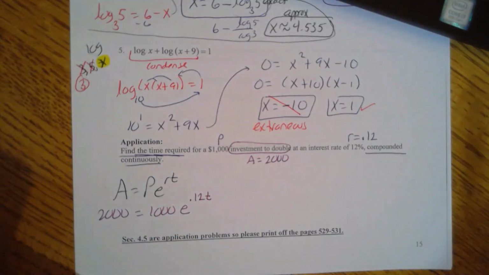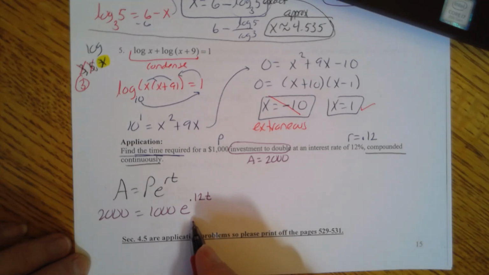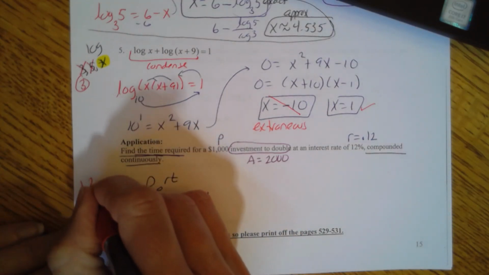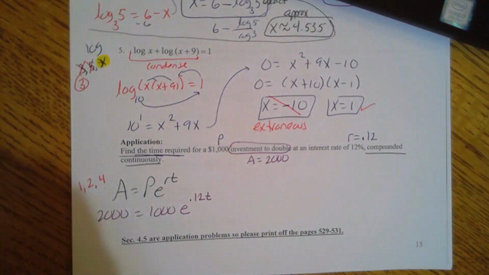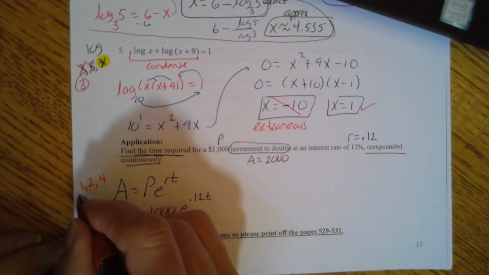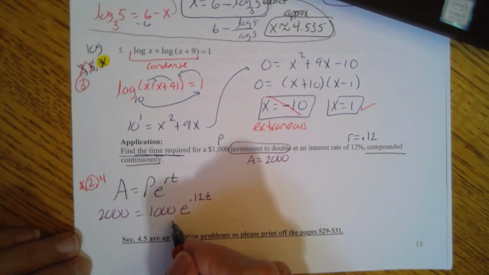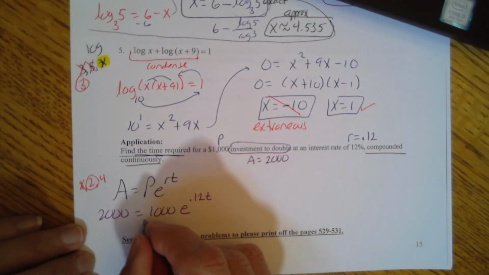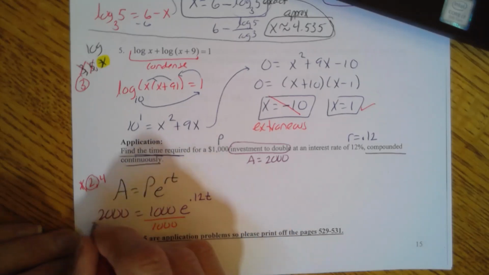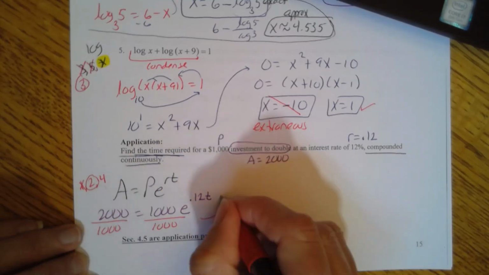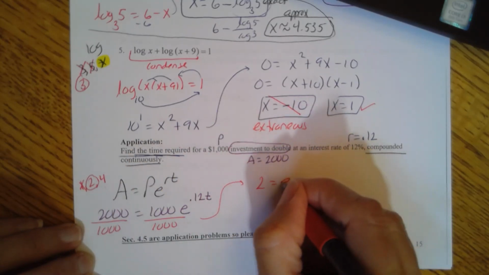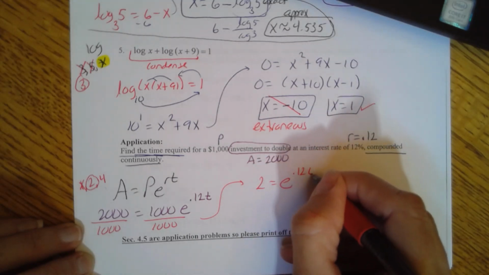So now we're just back to an exponential. And if we're back to an exponential, we could do strategy 1, 2, or 4. Probably 1's going to be out. Let's try 2. What does 2 tell us to do? Well, change it into a log. But before we do, we need to get the e by itself. So we need to divide by 1,000. So we get 2 equaling e to the 0.12 t.